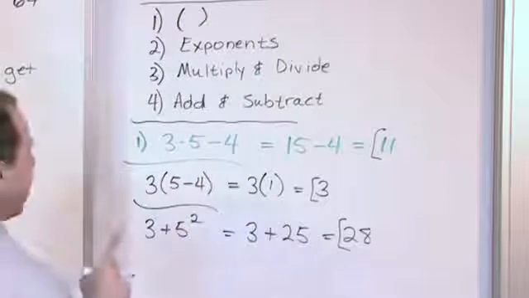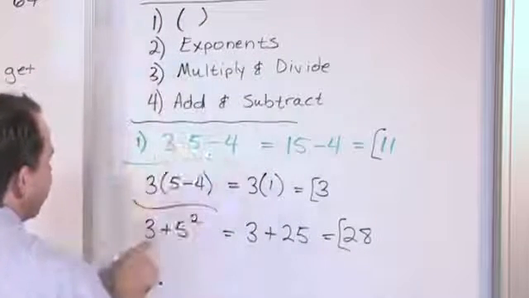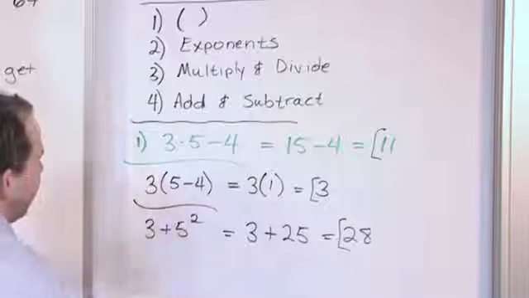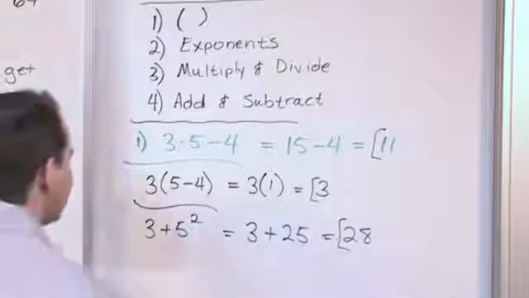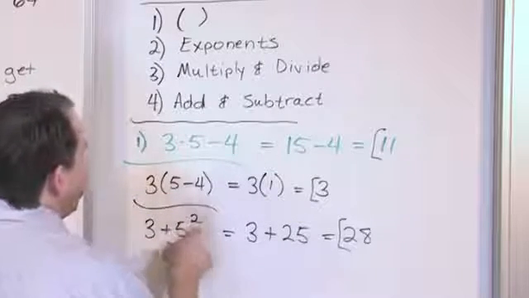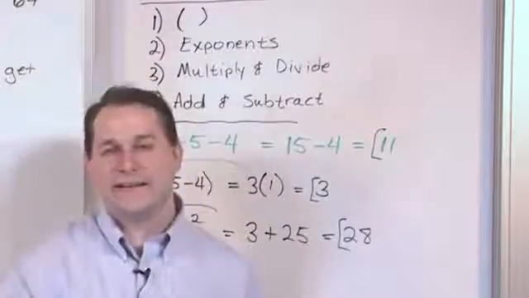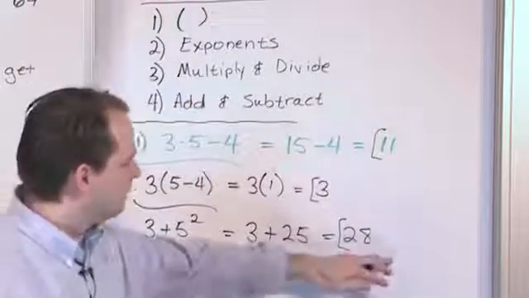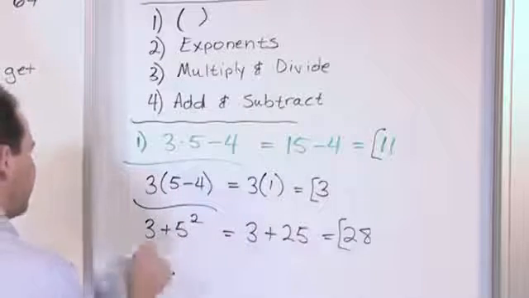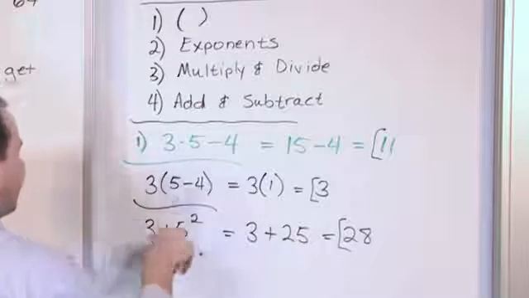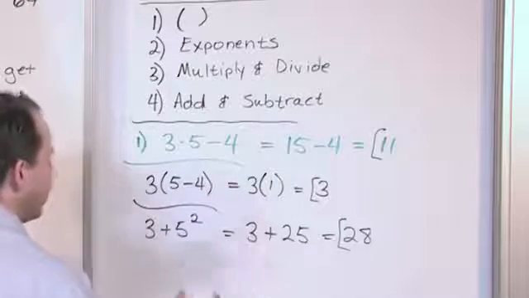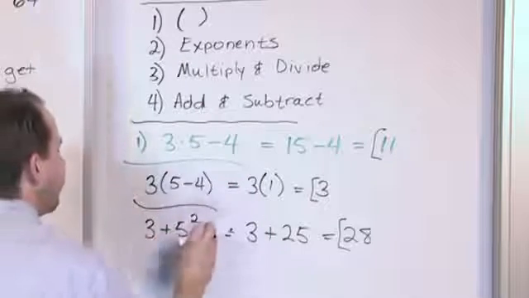Now, if you did this incorrectly, if you don't follow this list, you might just try to add 3 plus 5 and get 8. And then you'll try to apply the exponent, 8 squared. 8 times 8 is 64. That's nowhere close to the correct answer. So you cannot just start adding things and doing things in any order you want. You're going to get the wrong answer. You must do it in this order. Exponents first, then addition.